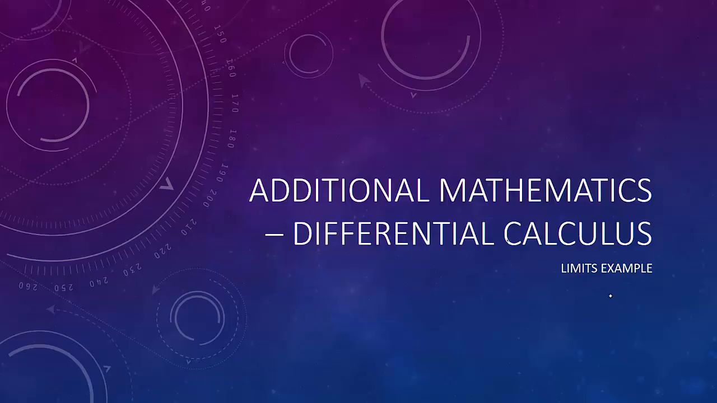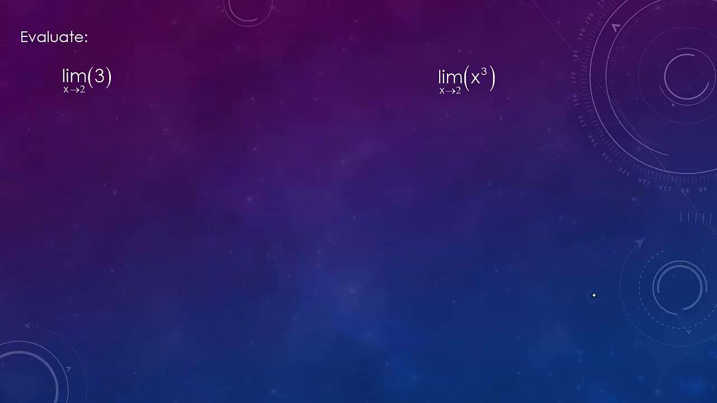So let's consider a limits example. We want to evaluate the limit as x tends to 2 of 3. Well, there's no x in the actual function expression. Our function is f of x is equal to 3. And that will always be 3, and there's no problem with any values of x to be put into it. So that limit is just simply 3.